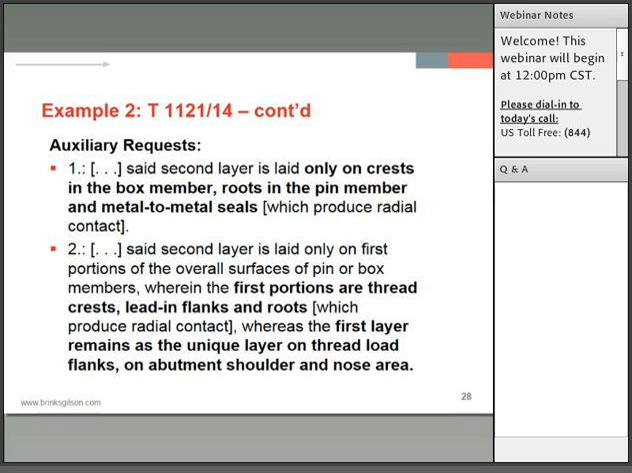it tries to redefine what the first portions are that are coated. So it says that the first portions are thread crests, lead-in flanks, which are the sloped portions, and roots, which produce radial contact, whereas the first layer remains as the unique layer on thread load flanks, on abutment, shoulder, and nose area. So that's the high friction. So they try to say, well, yeah, okay, it's on the first portions, but the first portions also include the slopes. But because the first portions were defined as the sections that make radial contact, that contradicts the disclosure because it's not disclosed that the slope portions make radial contact.